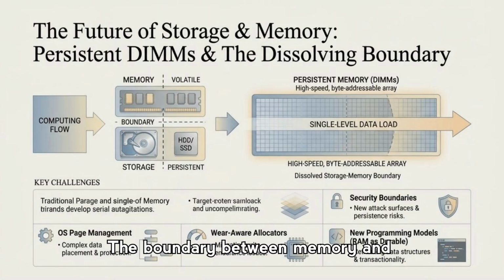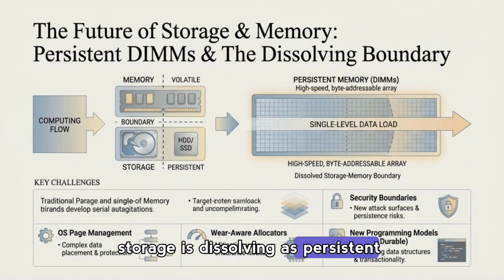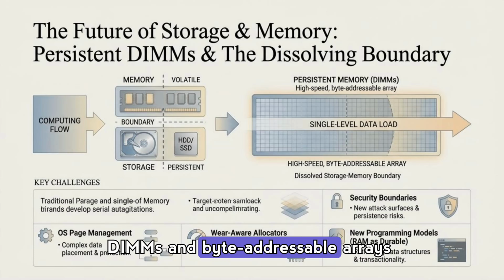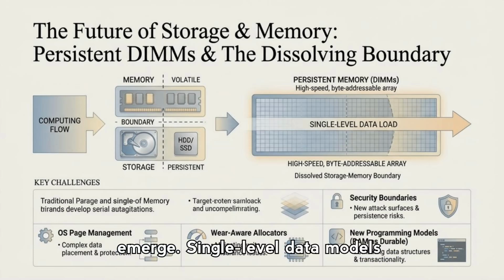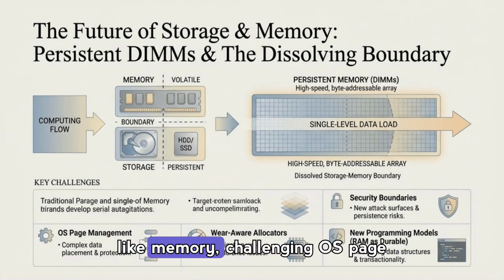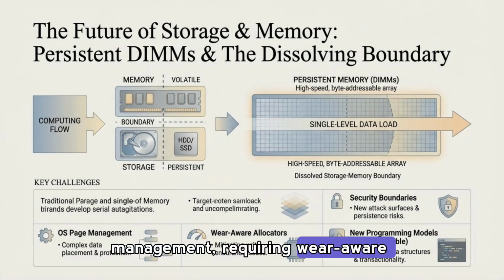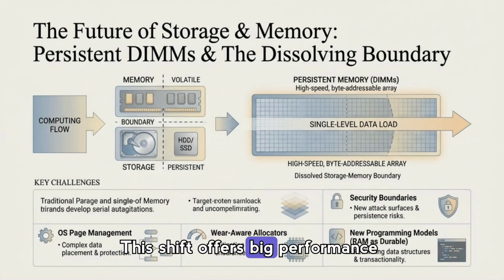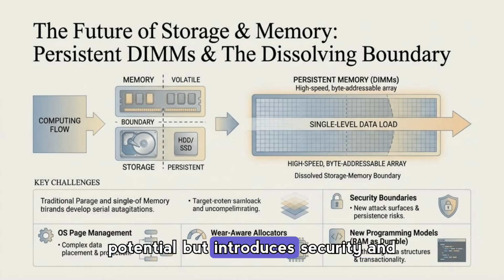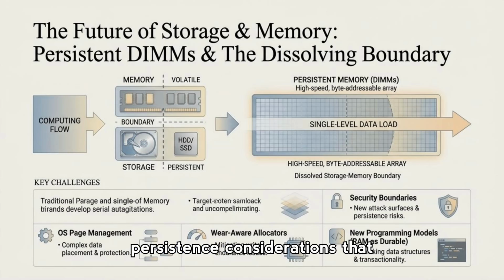The boundary between memory and storage is dissolving as persistent DIMMs and byte-addressable arrays emerge. Single-level data models make storage look and behave more like memory, challenging OS page management, requiring wear-aware allocators, and prompting new programming models for durability. This shift offers big performance potential, but introduces security and persistence considerations that systems must address.